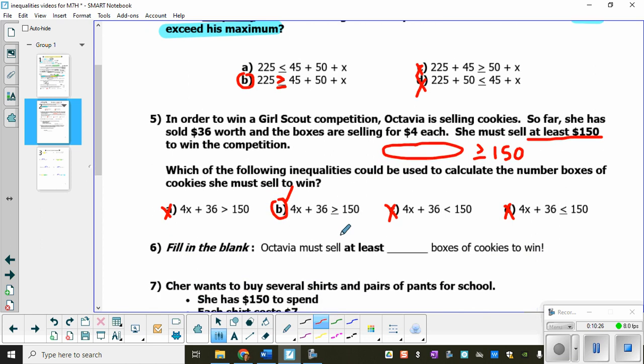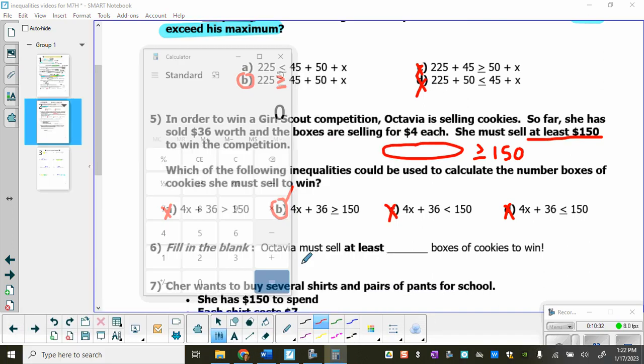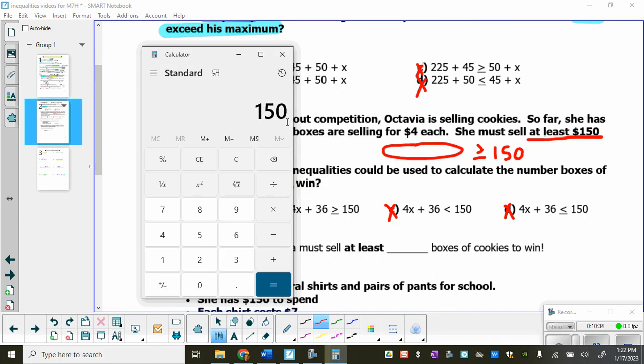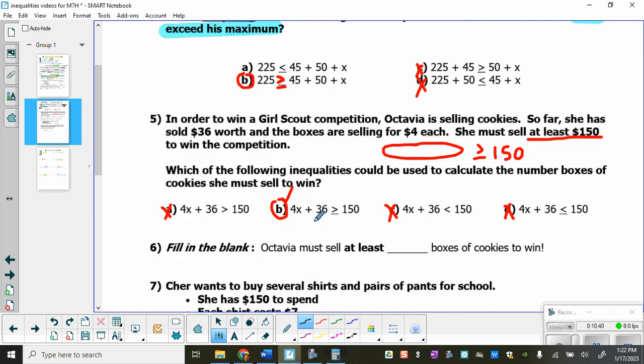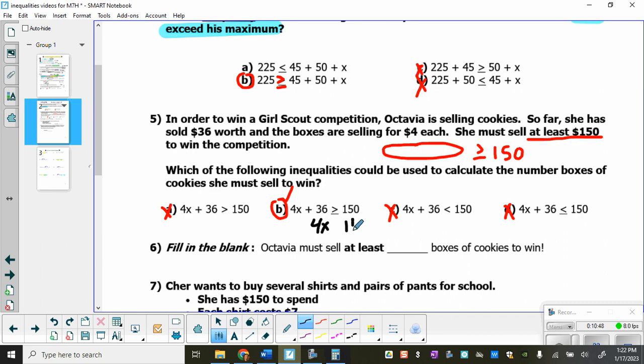So when we solve this, when we subtract the $36 from the 150, let's just get a calculator up real quick. So her goal is to sell at least 150, but she's already sold $36 worth. So that means she only has 114 left over. So when we subtract the 36 on both sides, now we're saying that the $4 for each box has to make at least $114. That's how much she has left to earn.